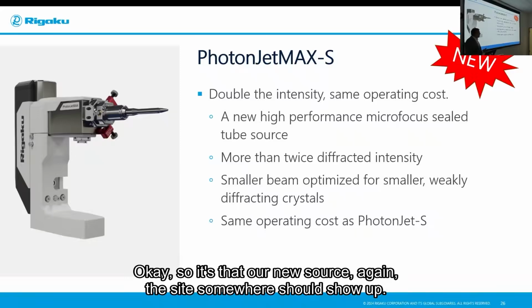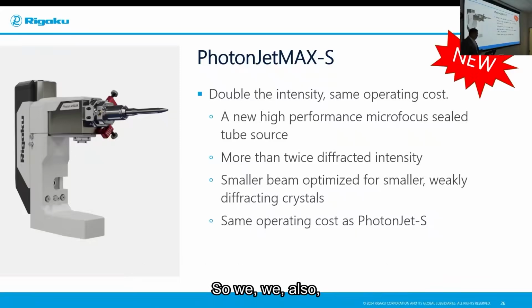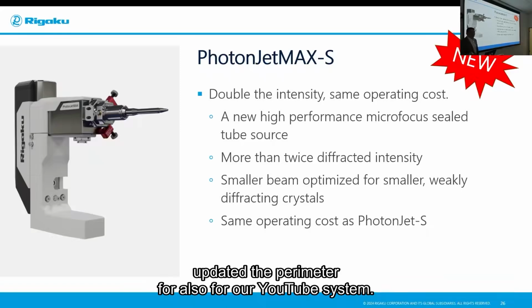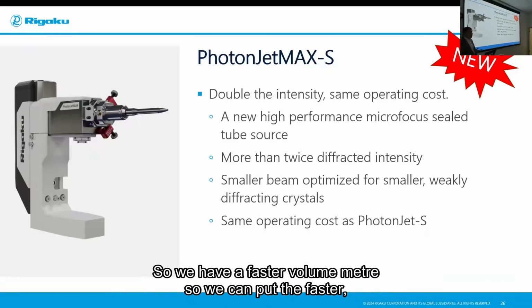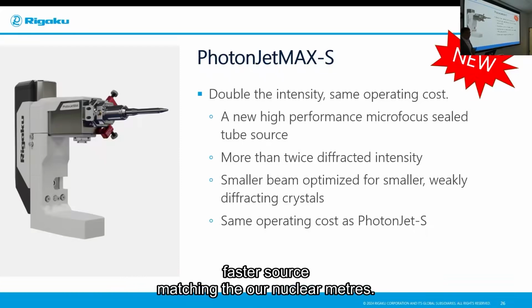Okay. So it's our new source. Again, the slides should show up somewhere. We also updated the goniometer for our sealed tube system. So we have a faster goniometer, so we can put in the faster source matching our new goniometers.